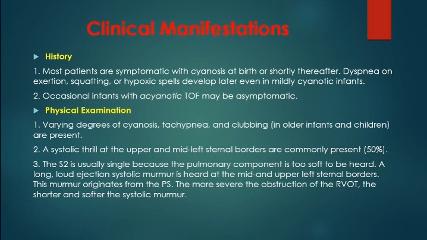We can elicit a systolic thrill on the precordium in the upper and mid-left sternal border. We can elicit a single S2 because of the muffling of the pulmonary component of S2. There is a loud ejection systolic murmur of the pulmonary stenosis on the mid and upper left sternal borders. With more severe obstruction of the right ventricular outflow tract, the murmur may get shorter and softer.